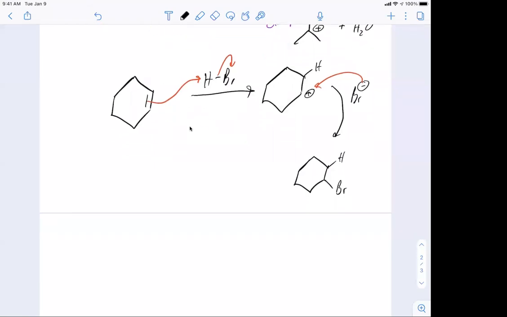Okay, in the first one, we again have a nucleophile attacking an electrophile, but this electrophile is a proton, so we're going to call that a proton transfer. We're moving a proton. In the second step, we have a nucleophile attacking an electrophile. In this case, it's not a proton. This is going to be nucleophilic attack.